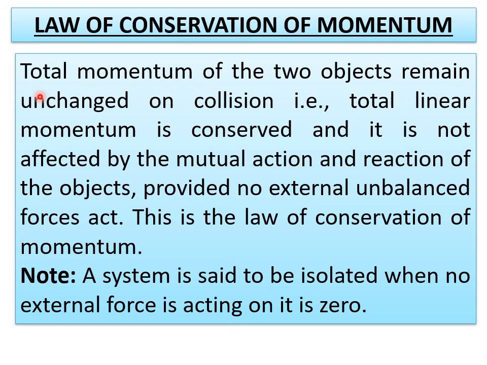One more thing you have to remember: MAVA plus MBVB is the total momentum of the two balls after collision. Next, MAUA plus MBUB is equal to the total momentum of the two balls before collision. That means, whatever equation I have shown, the total momentum of the two balls remains unchanged on collision. That is, total linear momentum is conserved. So you have to remember it in this way.